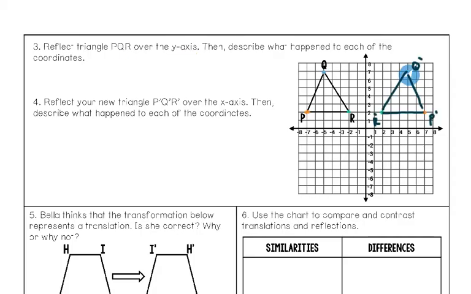All right, so this is what your new triangle looks like. Now we're going to do a series of transformations. That wasn't the only reflection we needed to do. Now we need to reflect our new triangle, the one we just drew, over the X-axis. So go ahead and try that now, and then describe what happened to each of those coordinates. Press play when you're ready to check.